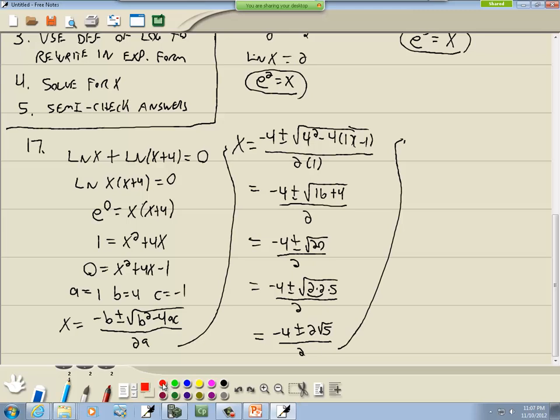Now remember, if you can divide this number and this number by the same number, do so. They're all divisible by 2. So that gives me negative 2 plus or minus 1 square root of 5 over 1, which is negative 2 plus or minus square root of 5. Now, if I plugged in the negative 2 minus square root of 5, it wouldn't work in this. So our only answer is negative 2 plus square root of 5. The reason why is you cannot have log of a negative number. And negative 2 minus square root of 5, I don't know what it is exactly, but it's negative. And I don't know what this is exactly, but it's positive. So I know it'll work in both of those.